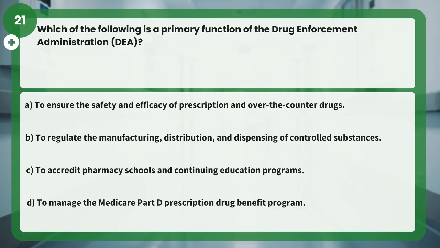Question 21. Which of the following is a primary function of the Drug Enforcement Administration, DEA? A. To ensure the safety and efficacy of prescription and over-the-counter drugs. B. To regulate the manufacturing, distribution, and dispensing of controlled substances. C. To accredit pharmacy schools and continuing education programs. D. To manage the Medicare Part D prescription drug benefit program.